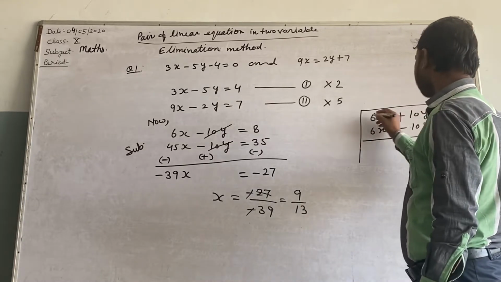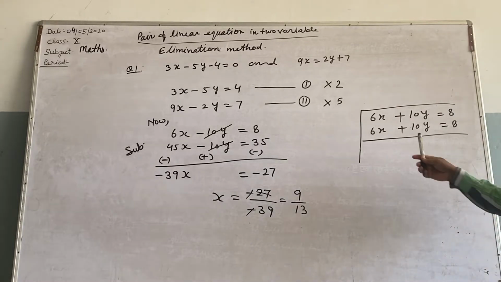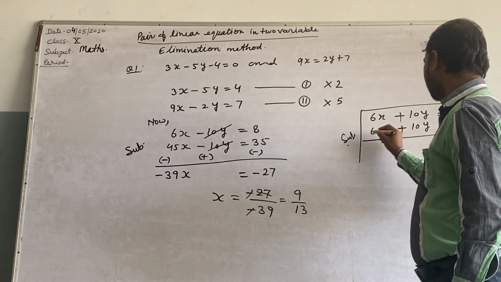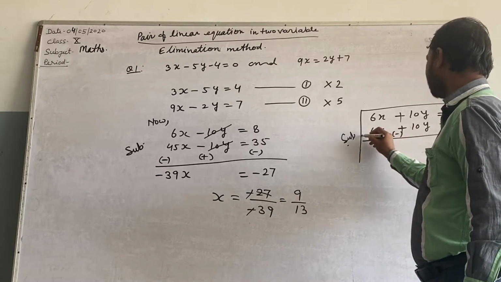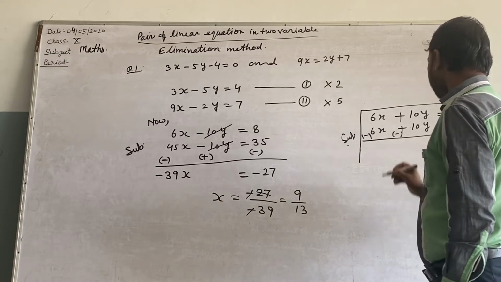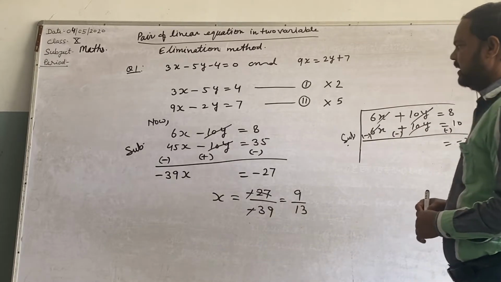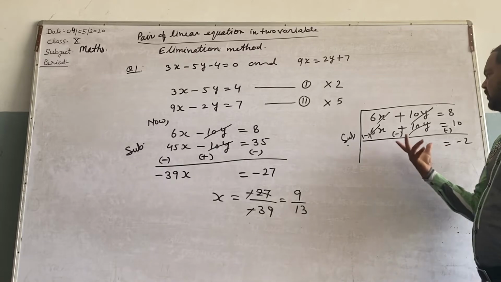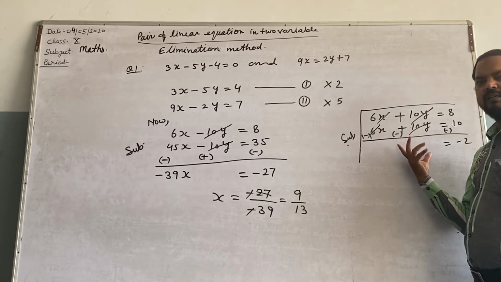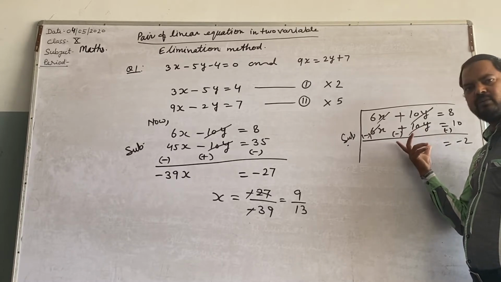If you find a case like this, in which when you subtract this minus and this minus, this cancels and here you get minus 2 only. In this type of case, where both variables cancel out, it means the pair of linear equations has no solution.